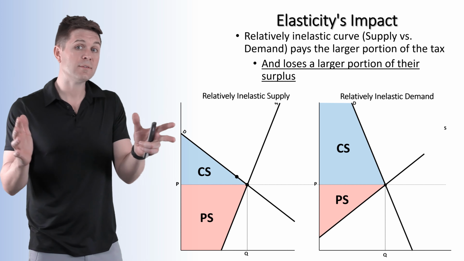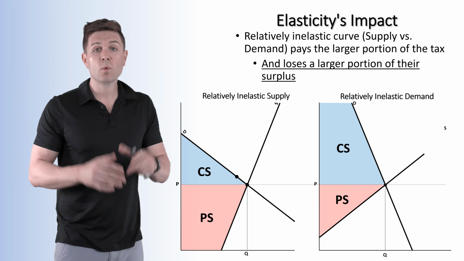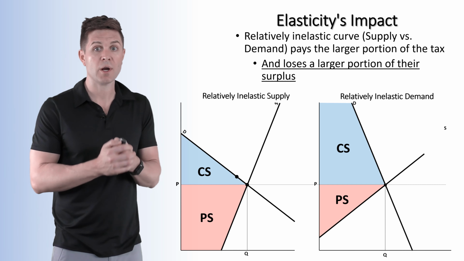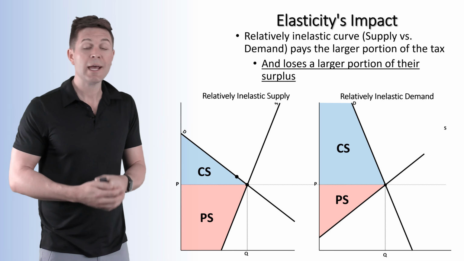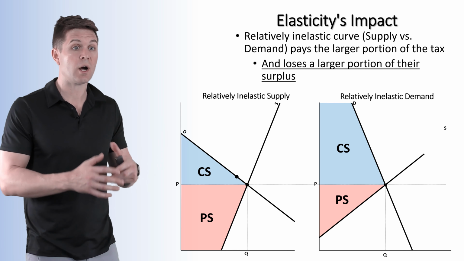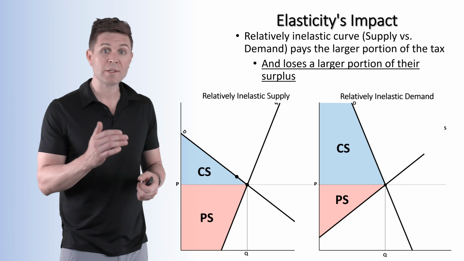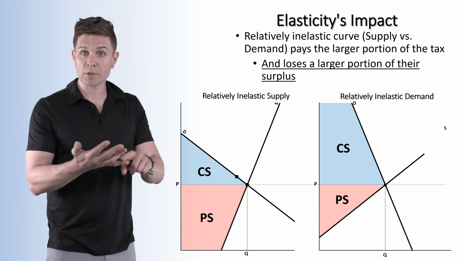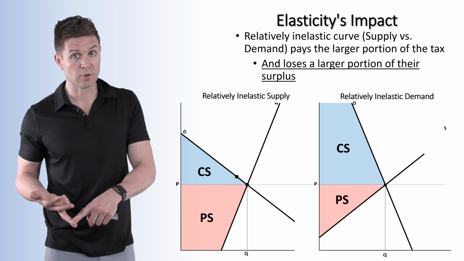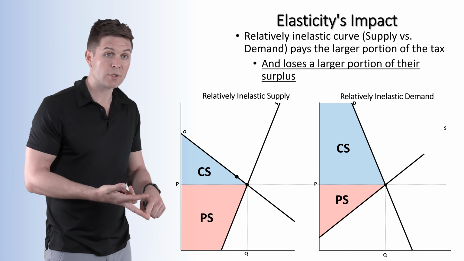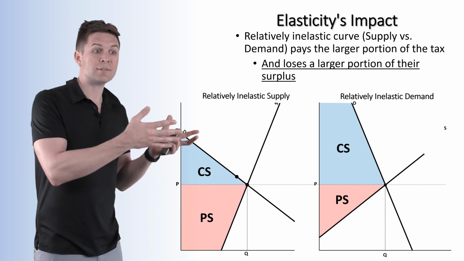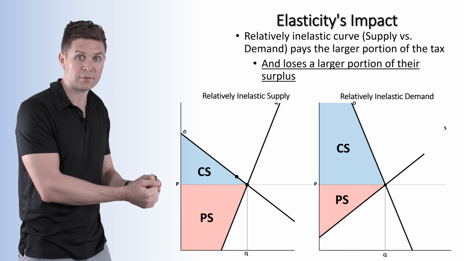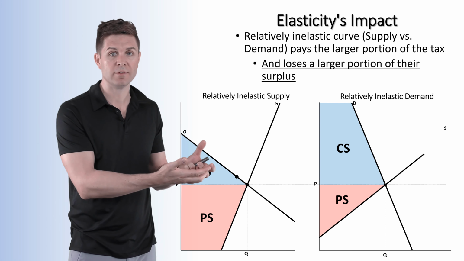So let's look at elasticity's impact a little bit more. So remember, the relatively inelastic curve is going to have the heavier burden of the tax when it's implemented. And it's also going to lose a larger portion of their surplus. So if there's a relatively inelastic demand curve, like on the model to the right, they're going to lose more consumer surplus than producer surplus is lost, and they're going to pay a higher portion of the tax. And the relatively inelastic supply curve is going to lose a larger portion of their producer surplus and pay a larger portion of the tax.